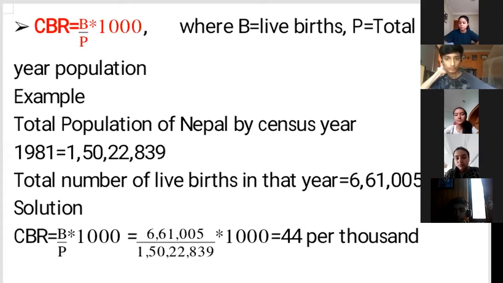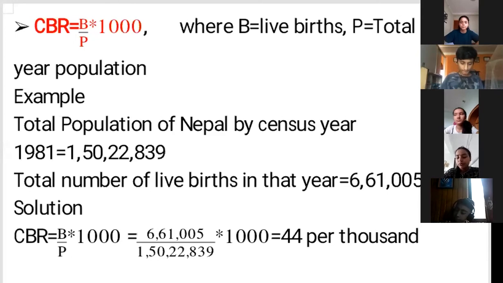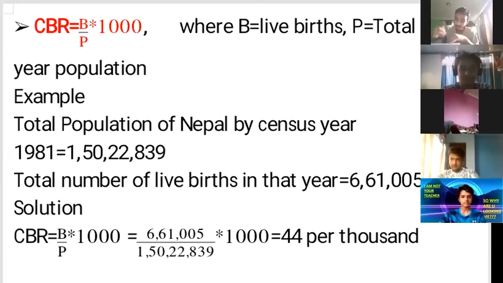In the first, there is a formula to calculate the CBR. And my dear students, you have to remember in these numerical questions, formulas are very essential because through the formula we can easily calculate the different numerical problems. So these are very easy numericals to calculate. We just have to remember the formula only.